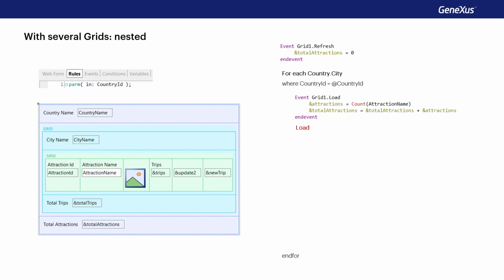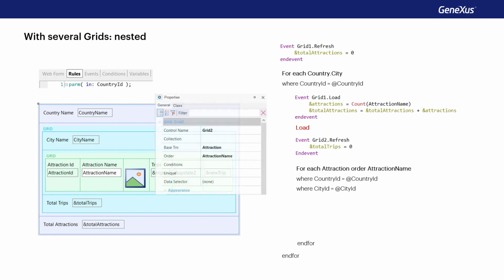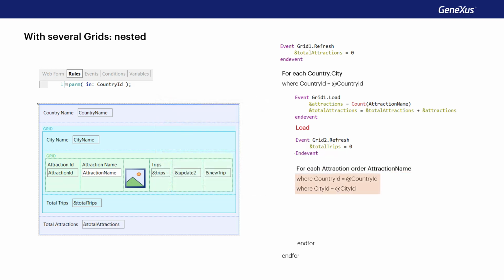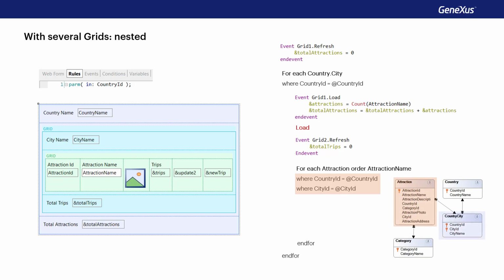Immediately after, the refresh of the nested grid is executed, leaving in 0 the value of the total sum of trips that include the attractions that are loaded afterwards. And because it has a base table, Genexus writes another implicit for each to navigate that base table, attraction, to which it adds all the corresponding clauses, according to what the developer made explicit in the grid's properties. In this case, you had only established base transaction and order clause. Additionally, it adds the implicit conditions that precisely relate to the fact that this grid is nested with another one, and a relation between the tables exists.